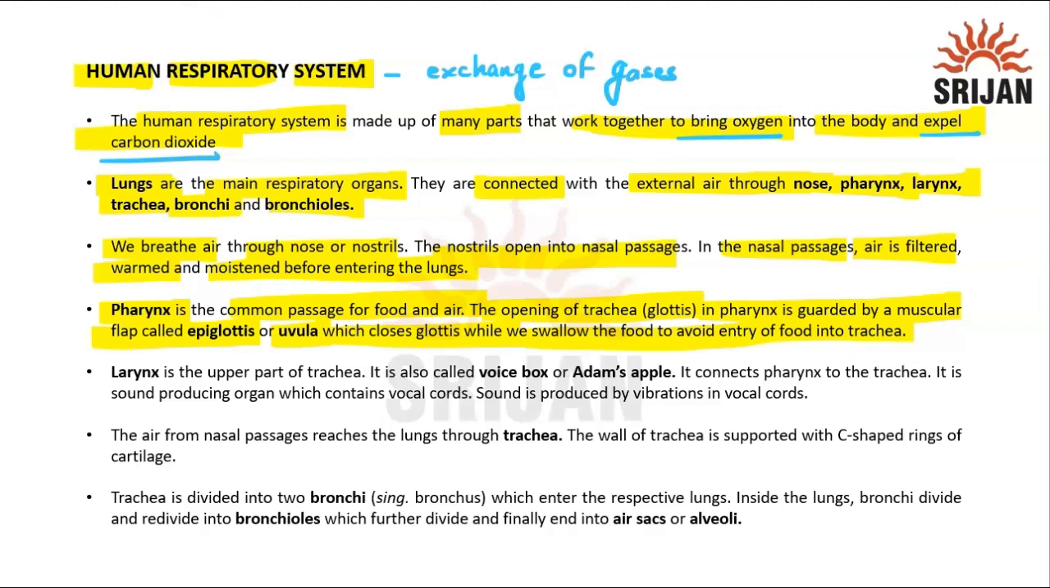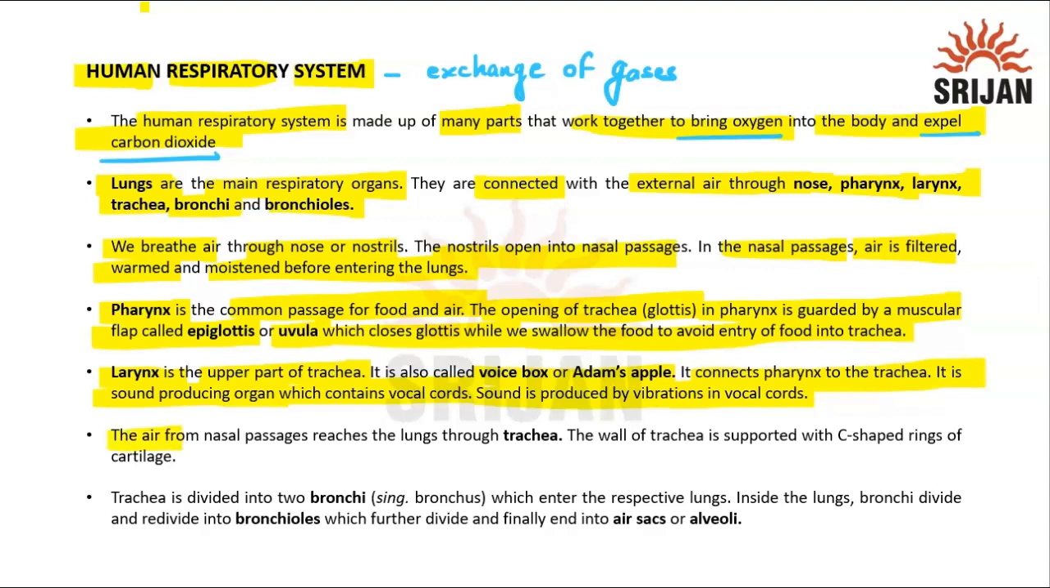Larynx is like a voice box, if I may say. It is the upper part of the trachea, and it is also called the voice box or the Adam's apple, as I told you. It connects the pharynx to the trachea, and it is the sound producing organ which contains vocal cords, and sound is produced by the vibrations in the vocal cords. So the general idea of the production of sound is vibrations, but in the larynx, since we are exchanging the air, air is the reason the sound is able to be produced inside our voice box or larynx. So that is why it is also included in the human respiratory system.